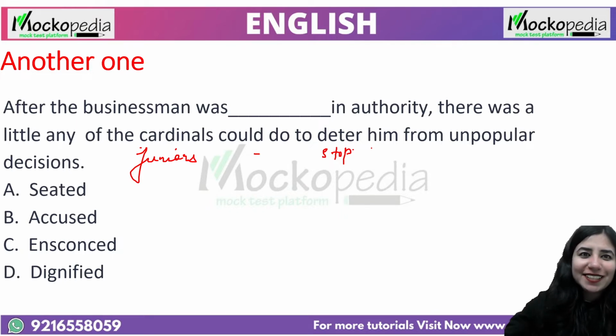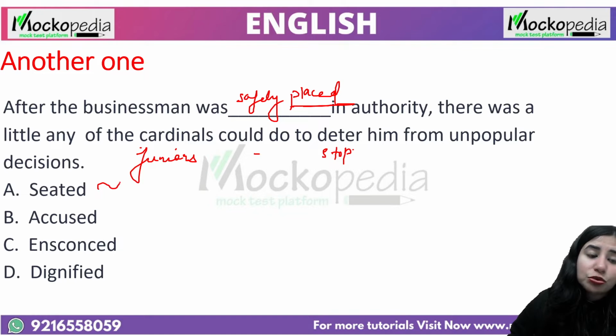So I hope you have tried it. So let's quickly start with the discussion. After the businessman was dash in authority, so what happened, after the businessman was there in authority, there was little any one of cardinals could do to deter him. So his juniors could not do anything to stop him. That means he was in a safe place, he was comfortable, it does not affect him at all, right? So businessman was safely placed, right? Comfortable, right? So placed can be our predicted word.